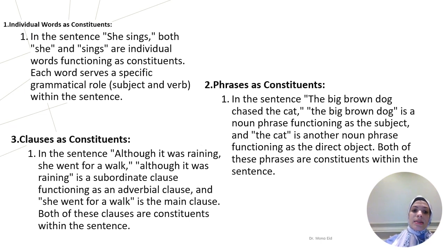Along with the clauses as constituents. In the sentence, although it was raining, she went for a walk, although it was raining is a subordinate clause functioning as an adverbial clause, and she went for a walk is the main clause. Both of these clauses are constituents within the sentence.